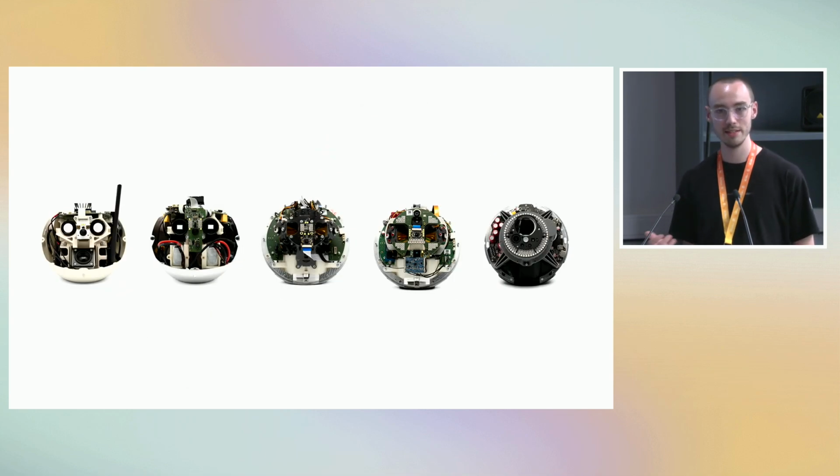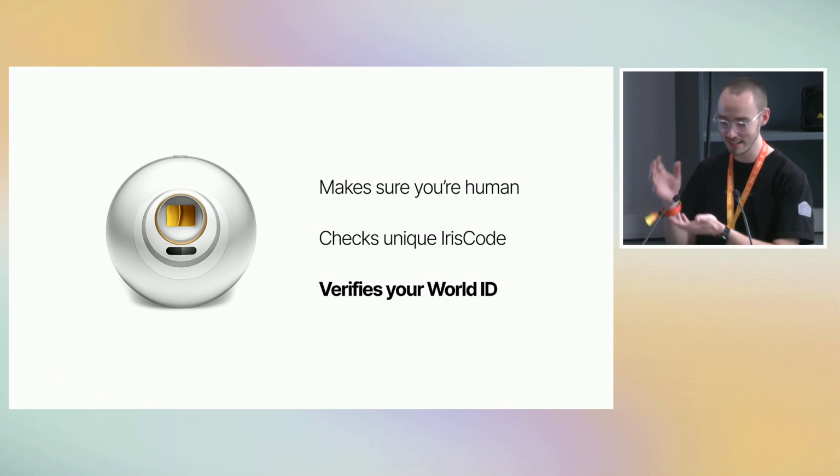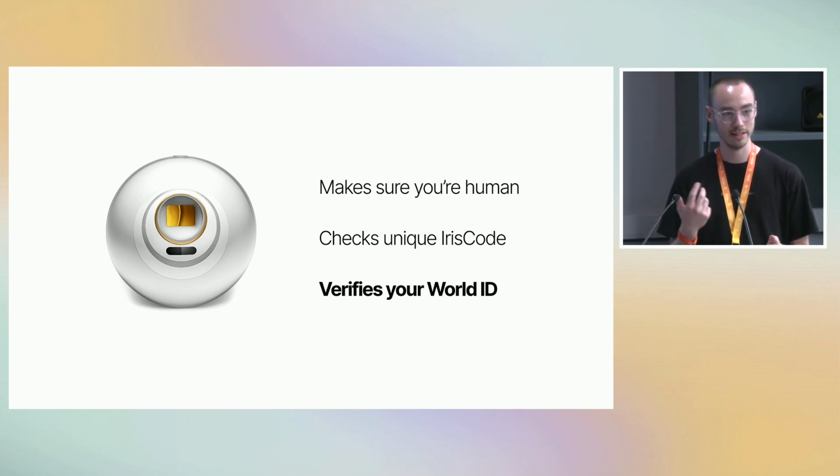The orb has been in development since early 2020, gone through lots of different revisions, making it faster, more secure, more affordable for us to build. And the orb makes sure that you're a real human. It has, I believe, over a dozen AI models running on the orb to check and make sure that you're not a cat, not a dog, not someone holding up a photo of a human, not a mannequin head, right? Making sure you're not wearing colored contact lenses to try and trick it into thinking your iris is different than it actually is.